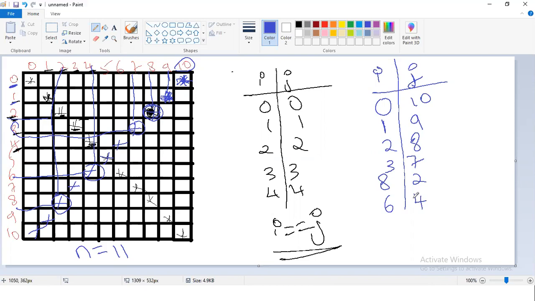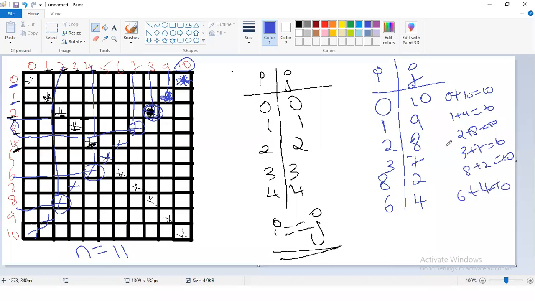Now tell me, what is the relation between I and J here? Is I equal to J? No. Then what is that relation? Can you guys tell me? Yeah, if you do addition, we are always getting the same answer, right? Watch here. If I do 0 plus 10, what is 0 plus 10? 10, right? 1 plus 9, 10. 2 plus 8, 10. 3 plus 7, 10. 8 plus 2, 10. Then 6 plus 4, 10, right?